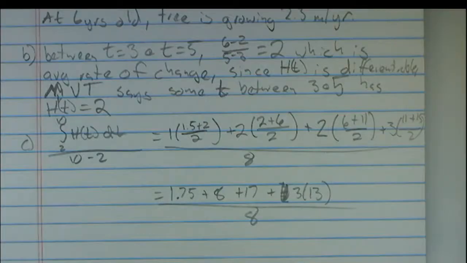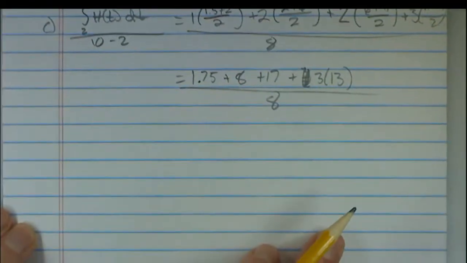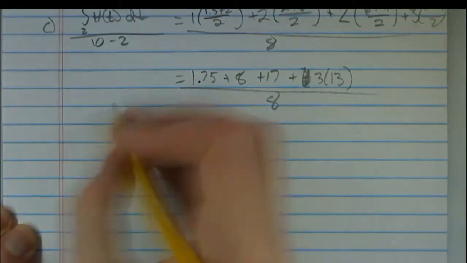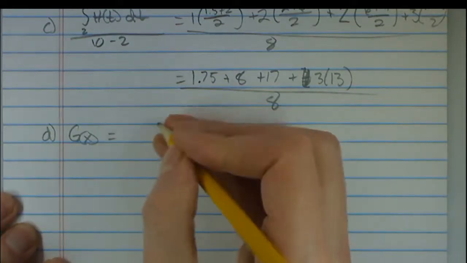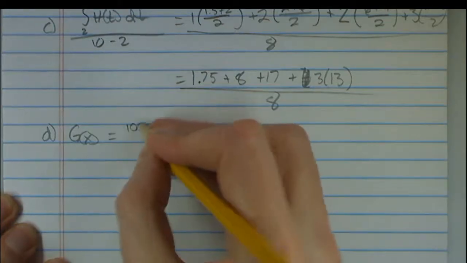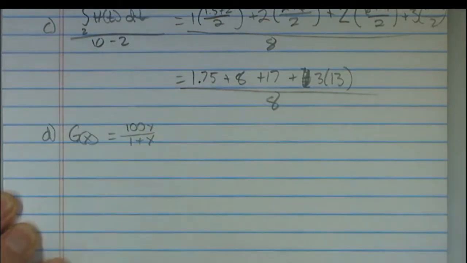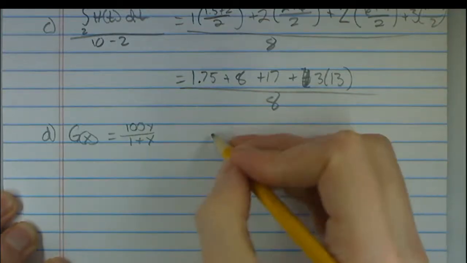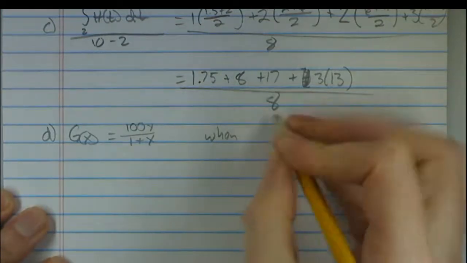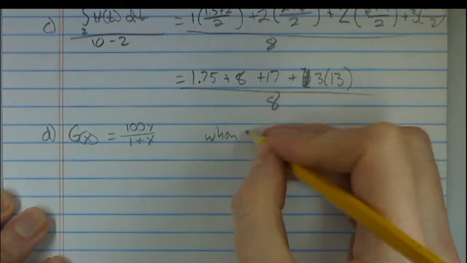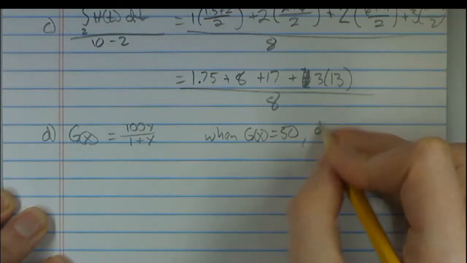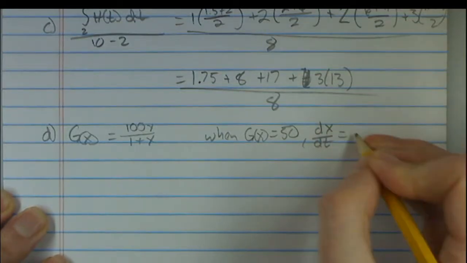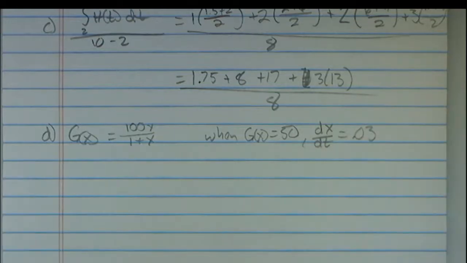Let's write down what we know here. I don't know if this is all going to fit on this sheet of paper or not. So g of x is 100x over 1 plus x. And we know that when g of x equals 50, dx dt is 0.03.